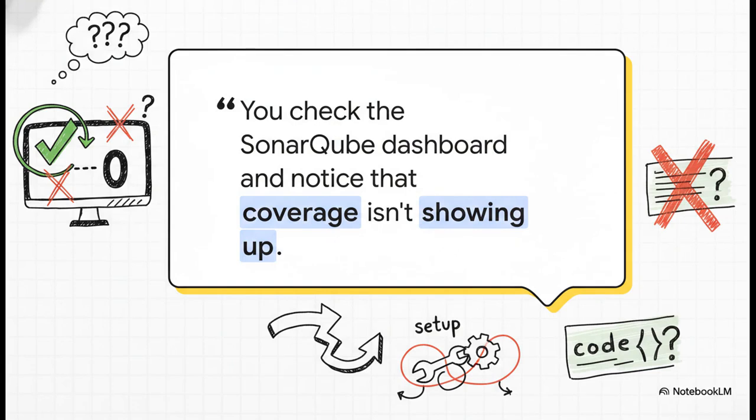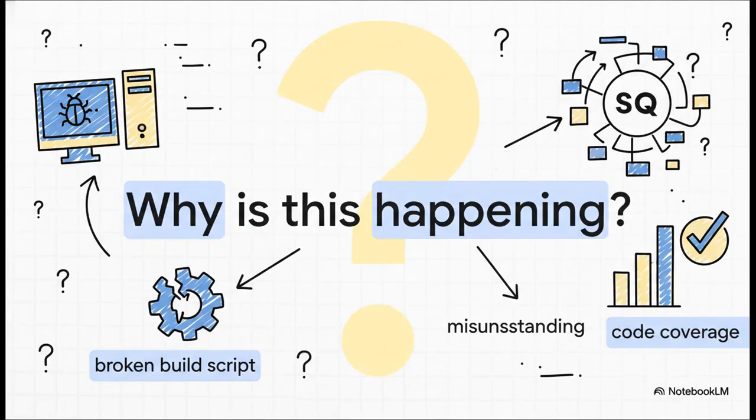You know this feeling, right? The build passes, everything looks green. You go to your dashboard and you see a big, fat 0 for coverage. It's so frustrating. It makes you wonder if your entire setup is just broken. So what is going on here? Is SonarQube bugged? Did you mess up the build script? Honestly, the answer is usually way simpler. It all comes down to a really common misunderstanding of what SonarQube's job actually is.